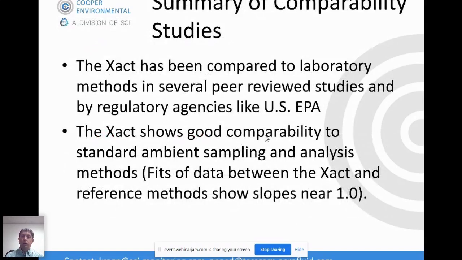So in summary, in terms of the comparability studies, the Xact has been compared to laboratory methods in several peer-reviewed studies, both by researchers at universities and by regulatory agencies like the US EPA, and the Xact has shown good comparability in those studies. And what that means for you, if you're wanting to do source identification or source apportionment, is that you know this data is comparable to data that you might get by more traditional methods, and therefore can be used very reliably.